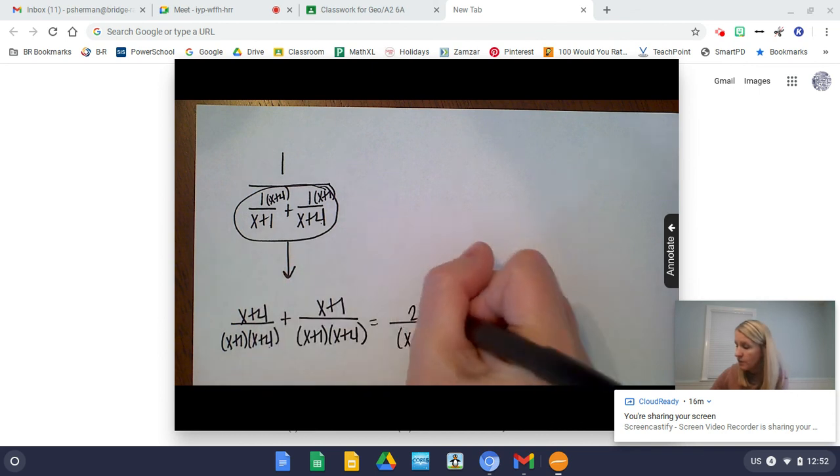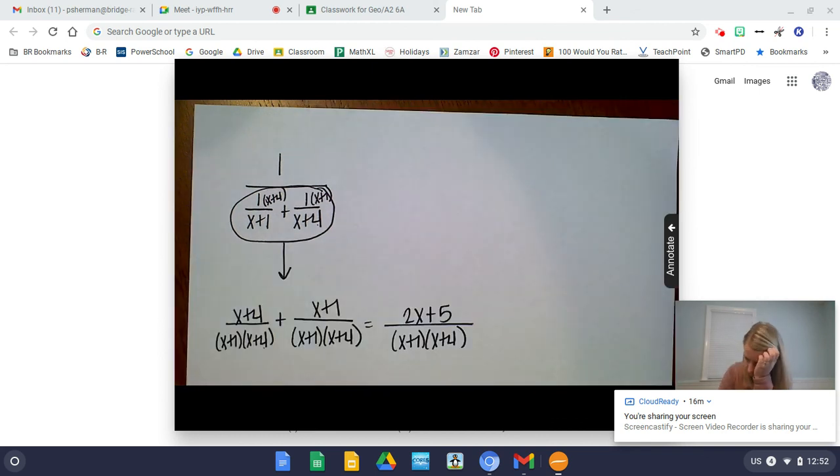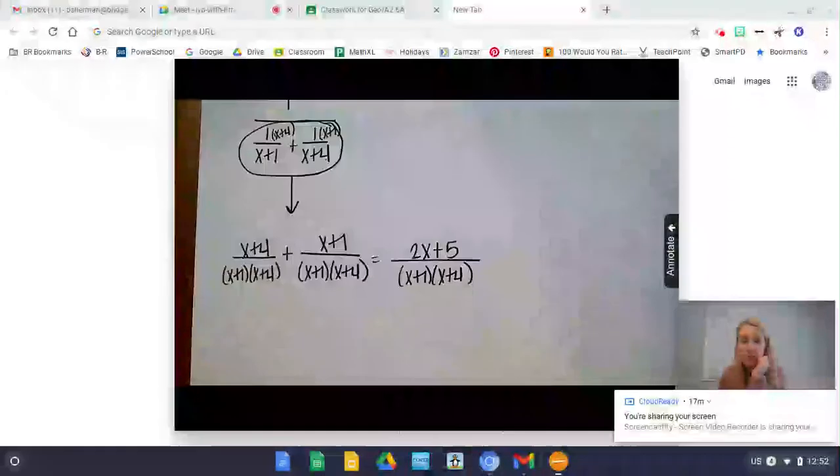That would give me 2x plus 5. Okay. Sorry, I'm just trying to not rush. Sometimes I tend to get into problems and I like those.